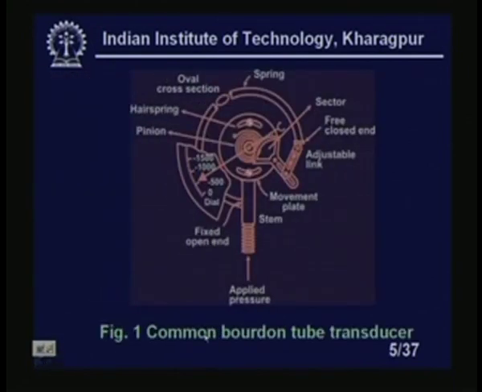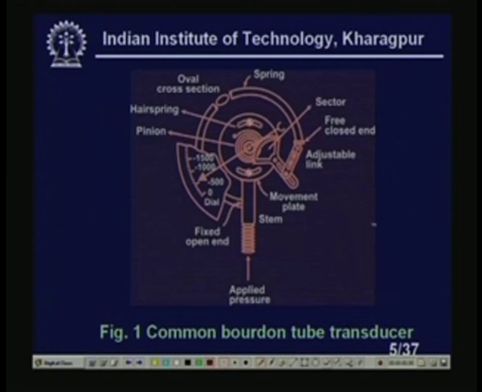You see, this is our common Bourdon tube transducer, and we will see this one after some time. Now, the cross section of this Bourdon tube transducer looks like this. Now, if the pressure increases, what will happen, you know, it will try to become circular. That means it will try to make itself circular.